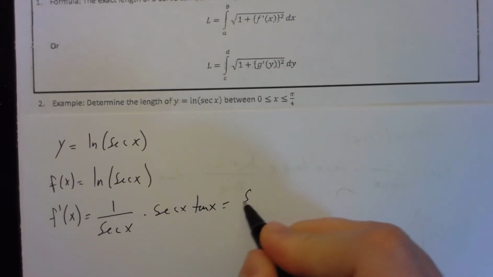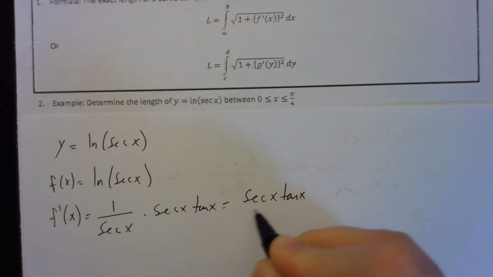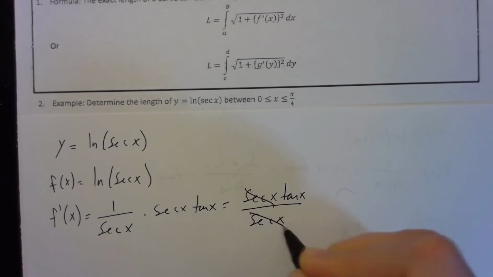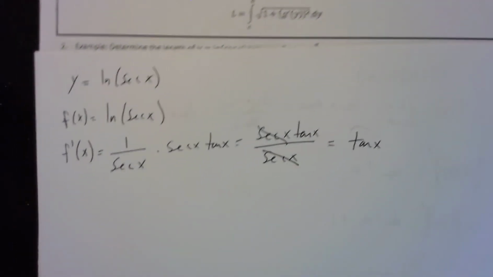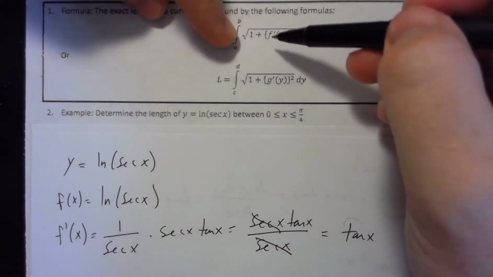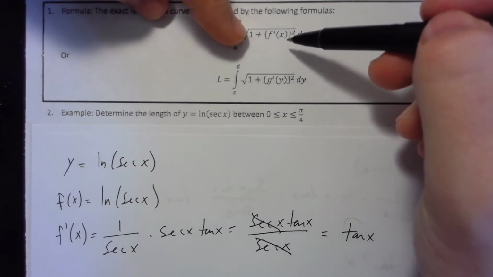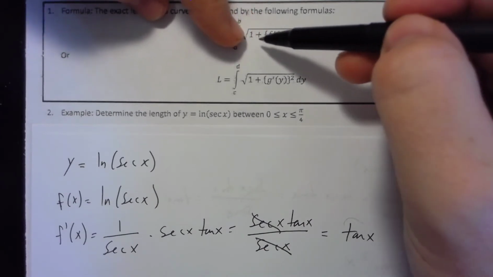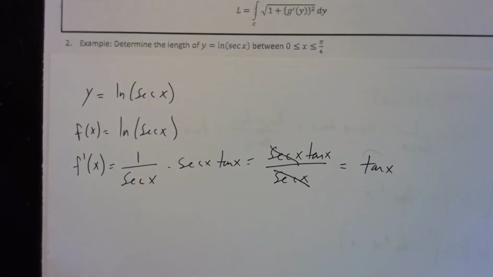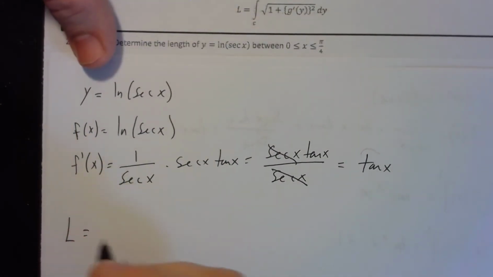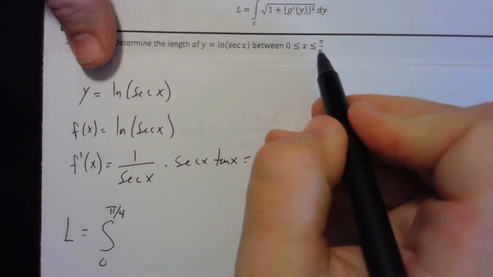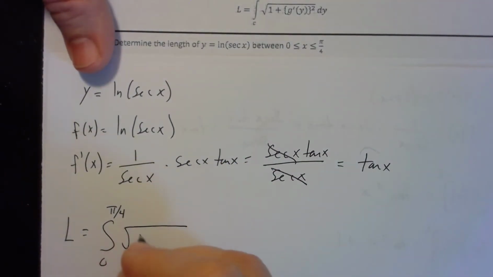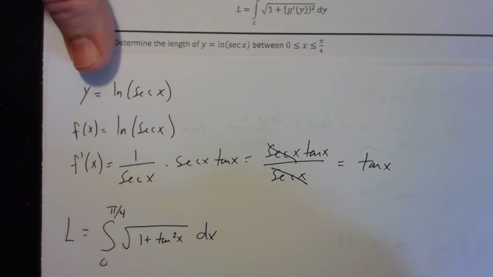But you'll notice that if this is rewritten, we have the secant of x tangent of x divided by the secant of x, and those two secants can cancel out, leaving us with just the tangent of x. At this point, we're going to again utilize this formula, plugging tangent of x in for the derivative, squaring it, adding 1 to it, and then square rooting it. So the arc length is equal to the integral from 0 to pi over 4, because those were the bounds we were given, of the square root of 1 plus tangent squared x, dx.